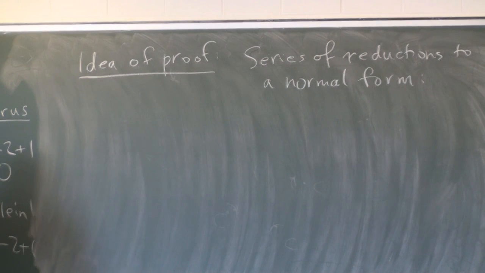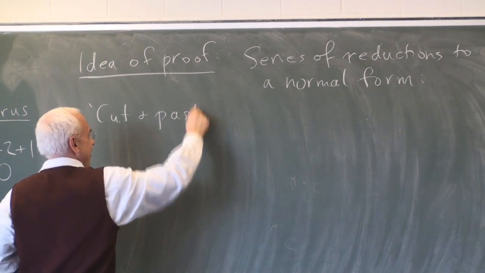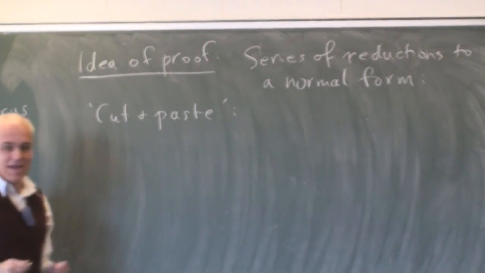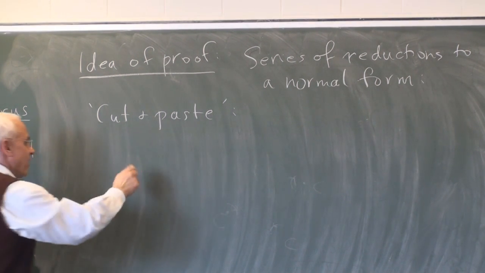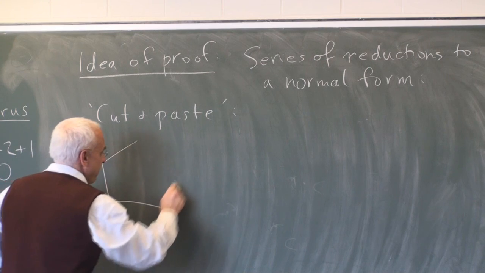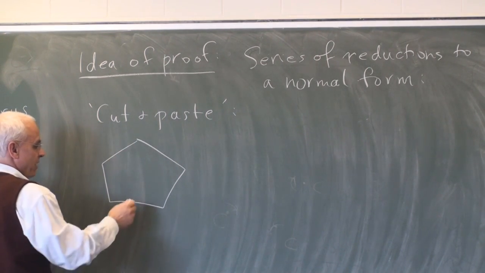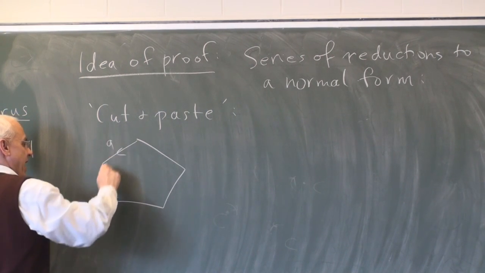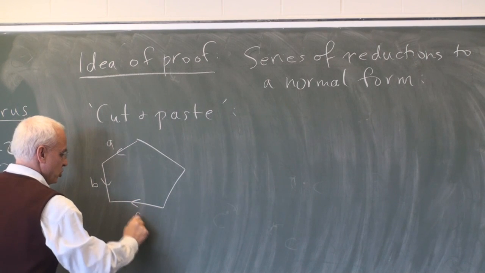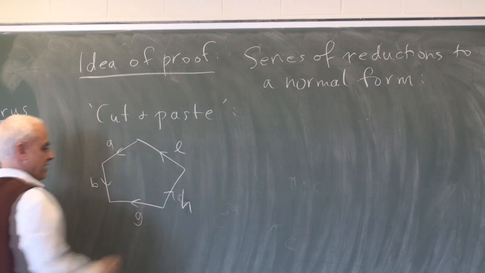Okay, and our basic strategy for reducing is cut and paste. And what does that mean? Well, it means that we're going to allow ourselves to do the following thing. Suppose that we have a piece or a polygon, and in fact it'll generally be a lot bigger, but suppose we have something like A, B, G, H, L, just for the sake of argument.